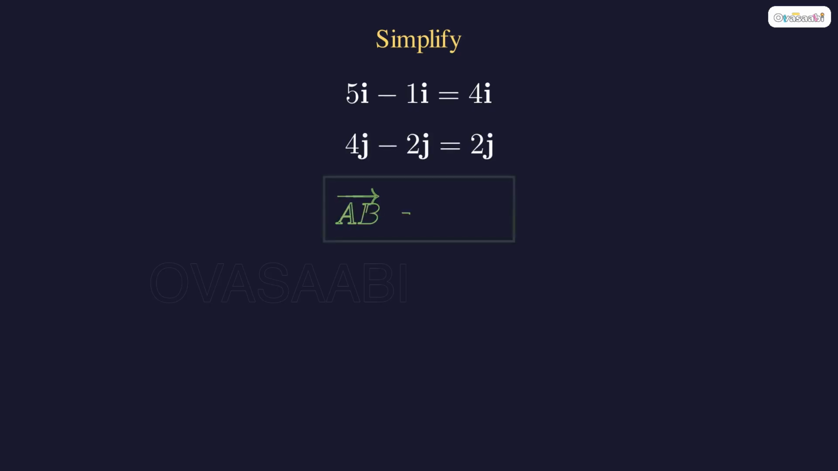Subtract the i parts. 5 minus 1 equals 4. Subtract the j parts. 4 minus 2 equals 2. Answer. AB equals 4i plus 2j.